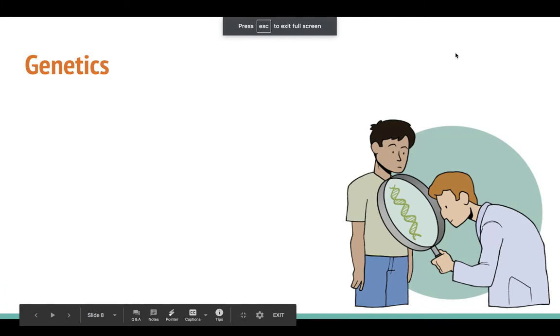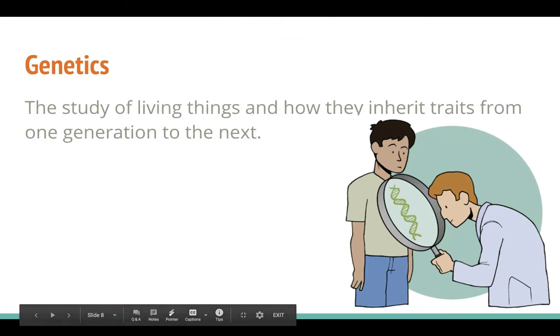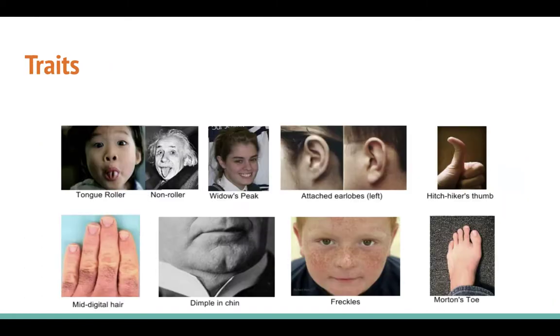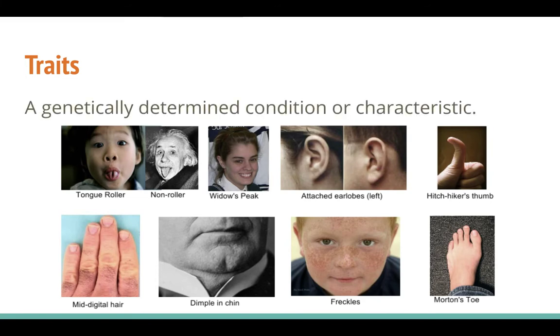Alright, so genetics is the study of living things and how they inherit traits from one generation to the next. Traits are genetically determined conditions or characteristics. So the ability to roll your tongue or not having the ability to roll your tongue is a genetic trait.